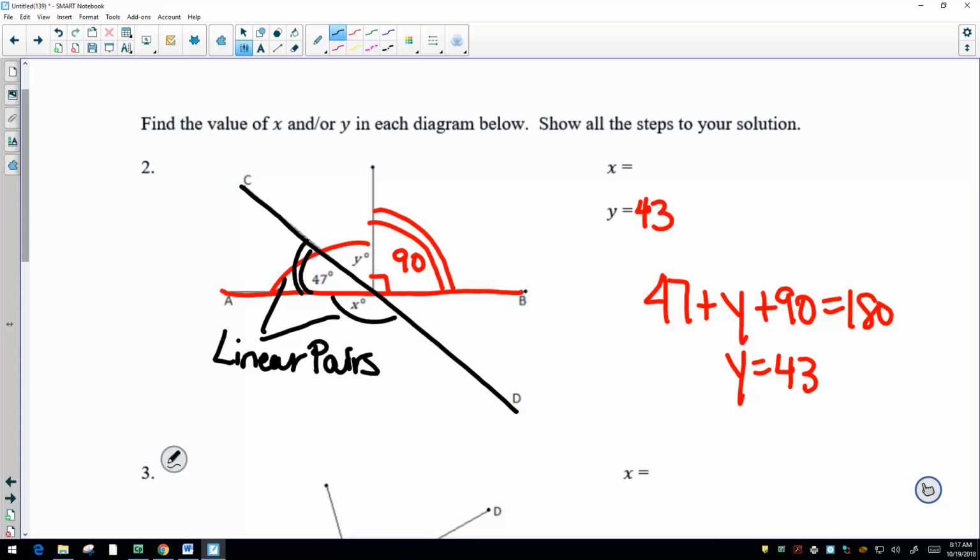And from the front, we knew that linear pairs totaled 180. So I could say 47 plus x equals 180. And if we solved for x, I could see that x then is going to equal 133.